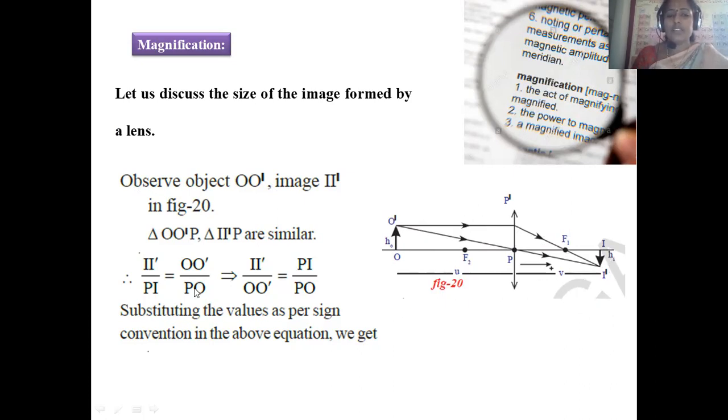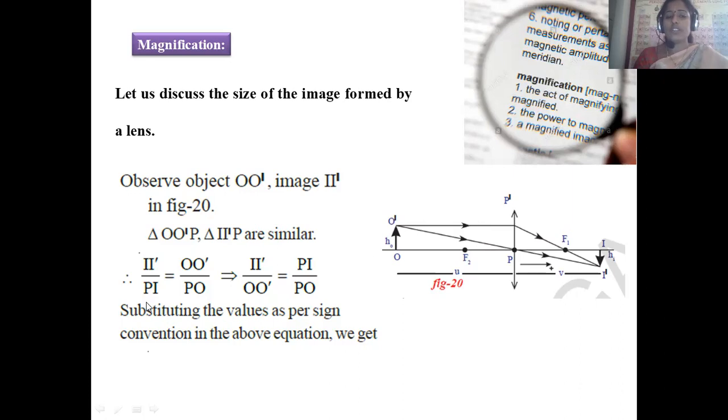So this is clearly visible in figure number 20, and we are going to consider two triangles in this equation. What are the two triangles? One is delta O prime PO, which is nothing but triangle O prime PO. This can be regarded as one of the triangles, exactly identical or congruent with delta I prime PI. So this is another triangle we are getting, so that we can say these two triangles are congruent in nature, which are identical, similar, equal, both are said to be congruent in nature.